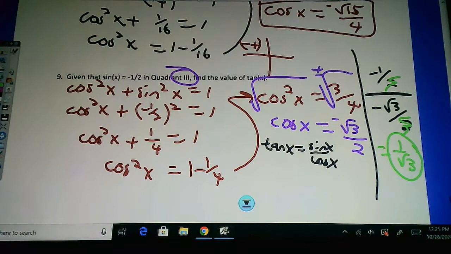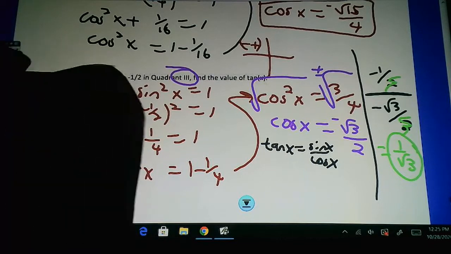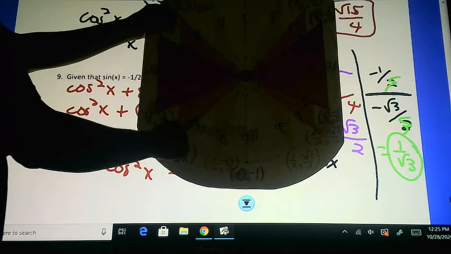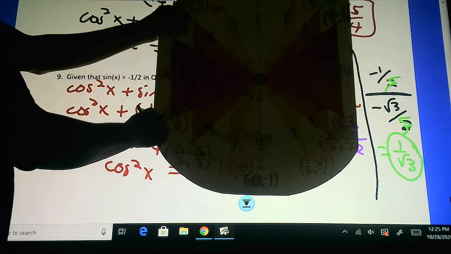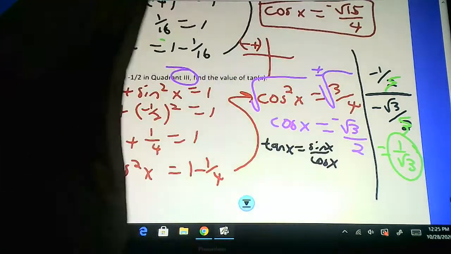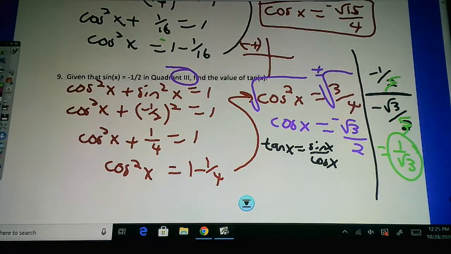By the way, you can also do that one on the unit circle. If you look on there and find where sine is negative 1/2 in quadrant 3, the second number right here, the cosine would be negative square root of 3 over 2. Divide those out, 1 over square root of 3. You can't always do that, but sometimes you can.